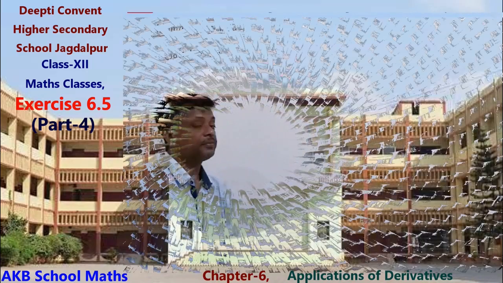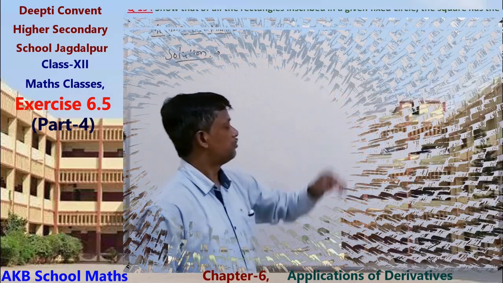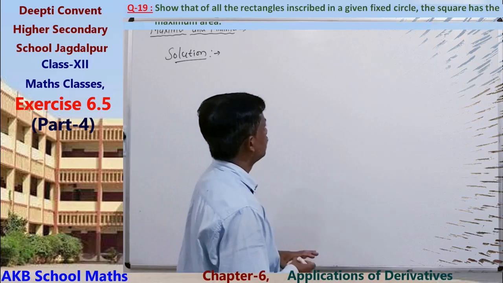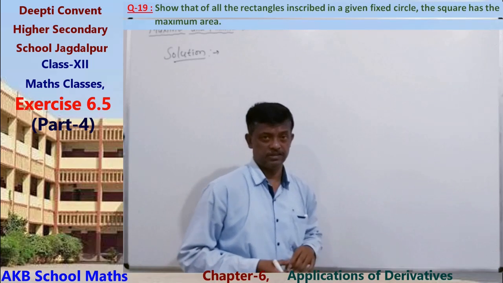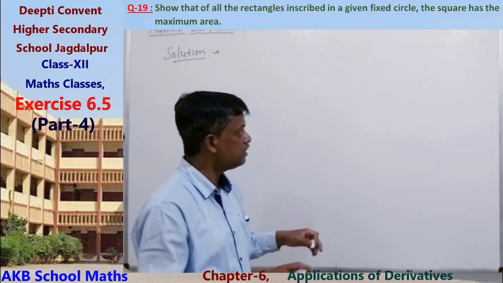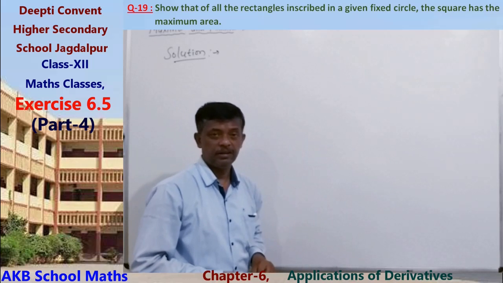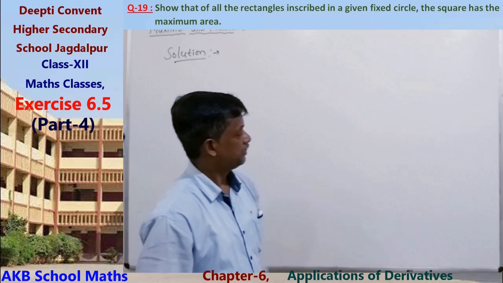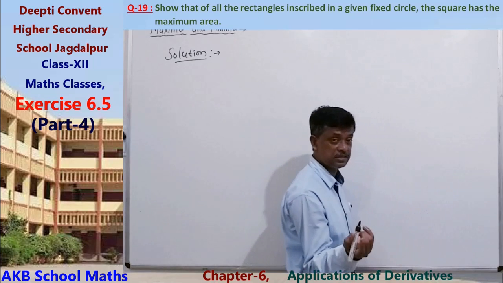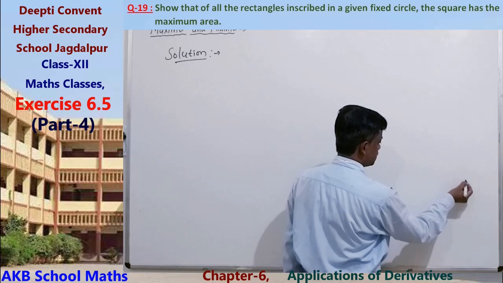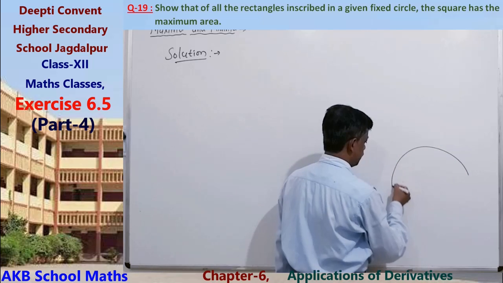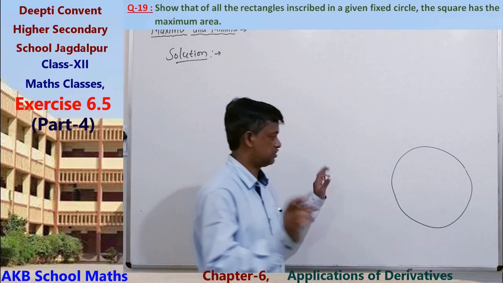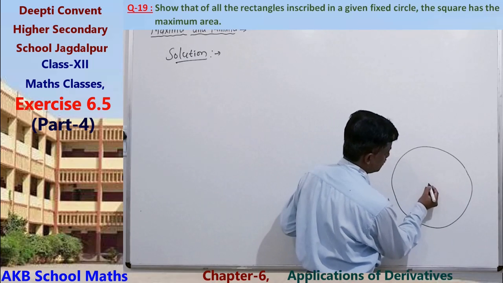Now take question 19 of exercise 6.5. Here, from all the rectangles which can be inscribed in a given circle, the square has the maximum area. That is, suppose this circle is fixed. Fixed means the radius is fixed.